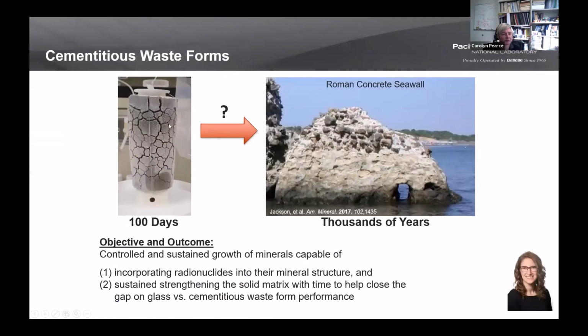In addition to vitreous waste forms, we're also looking at cementitious waste forms, and this is work again by Sarah Saslow, doing lab-based studies of cementitious waste and trying to understand how we can learn from concrete that's still present, that was produced in Roman times, to improve the performance of this cementitious waste form and close the gap on the durability of glass versus cementitious waste forms.